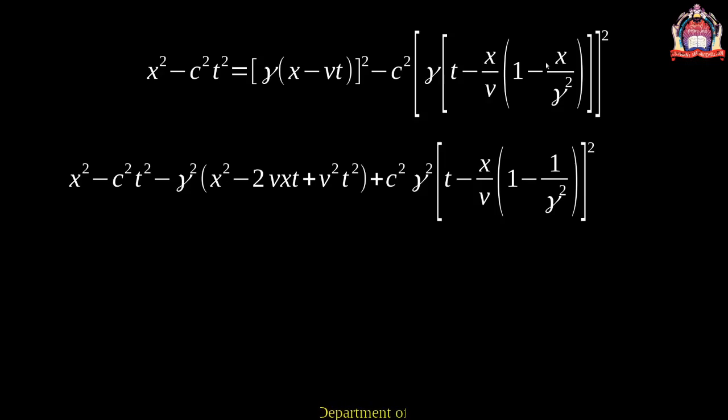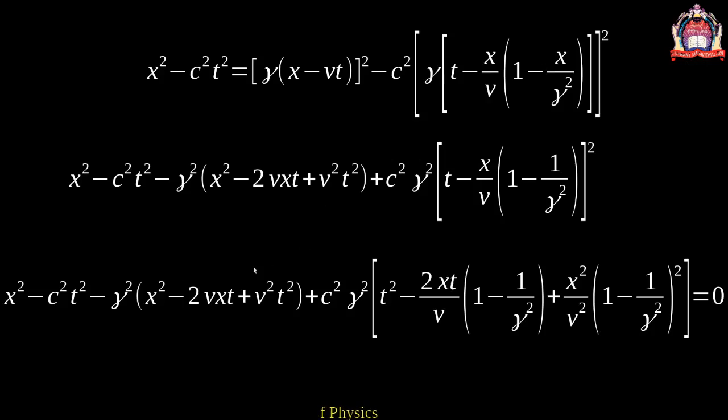Then after rearranging we get equation number 9, that is x square minus c square t square minus gamma square in bracket x square minus 2vtx plus v square t square bracket close plus c square by c square gamma square. So equation 9 is an identity. The coefficients of various powers of x and t must vanish separately, and equating the coefficient of xt to 0.